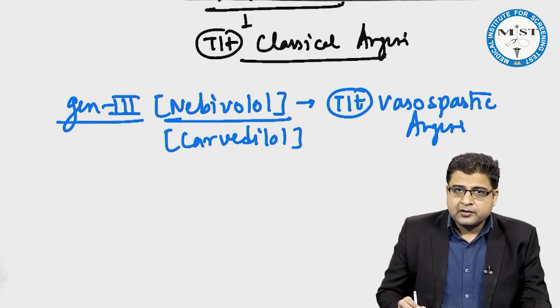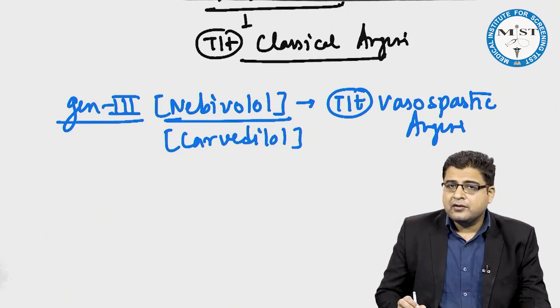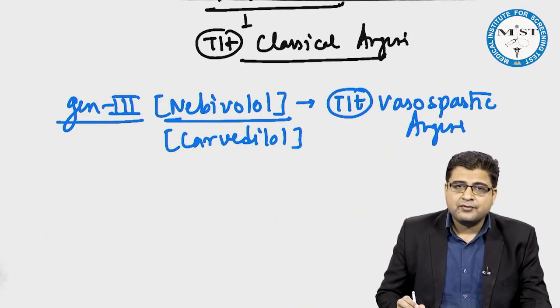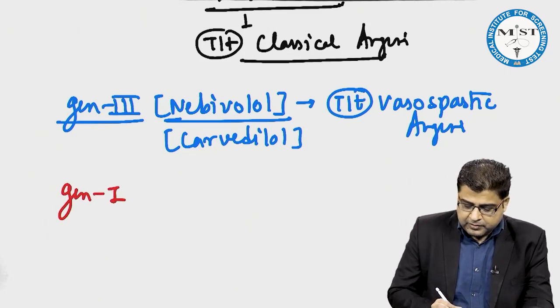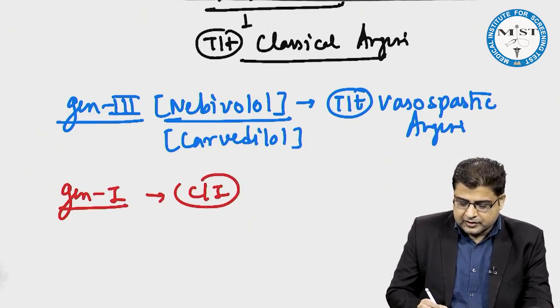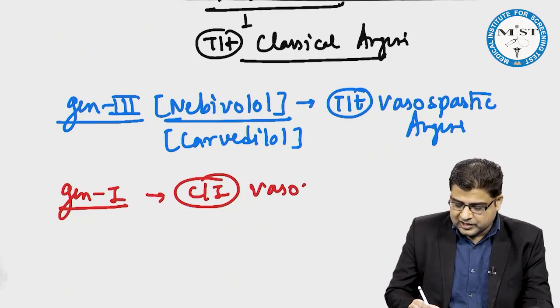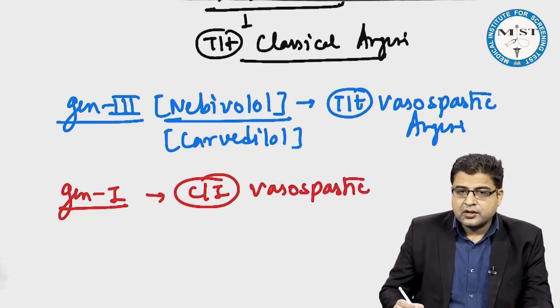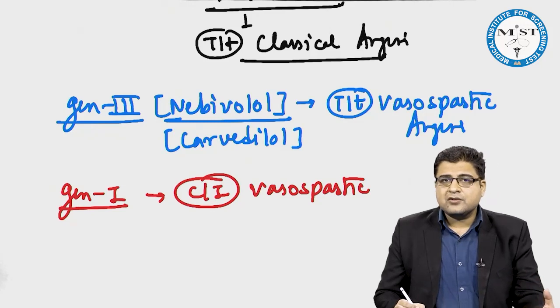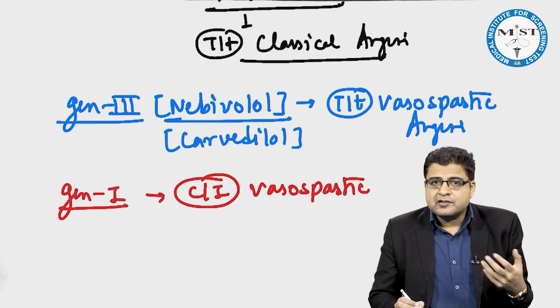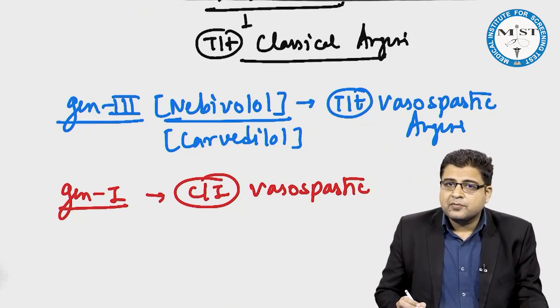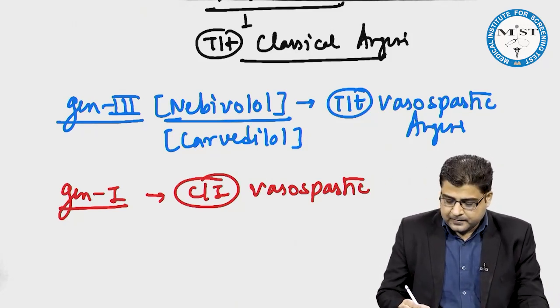Now try to understand one point. Generation 1 medicines are vasoconstricting beta blockers. And because of their vasoconstricting property, we should not use generation 1 medicines for vasospastic angina. So please remember, generation 1 beta blockers are contraindicated in patients of vasospastic angina, because in vasospastic angina the coronary vessels are already constricted, and if we give a medicine that will further constrict these blood vessels, obviously that should be avoided. It is contraindicated.